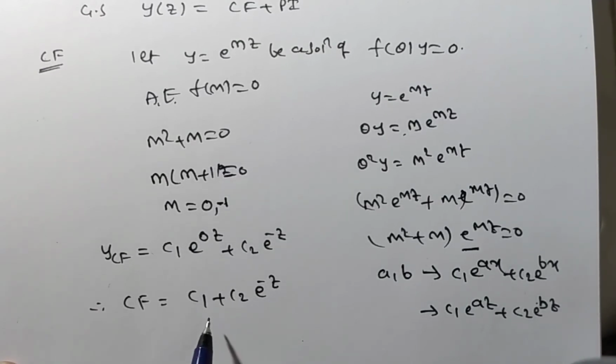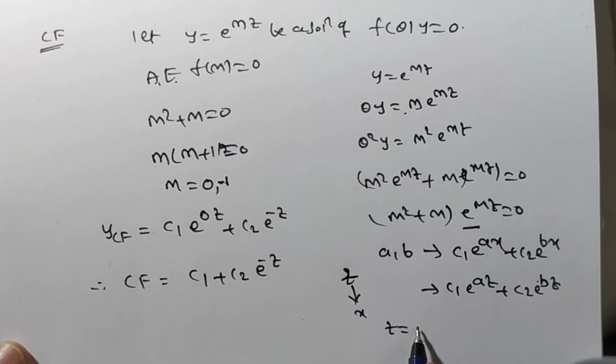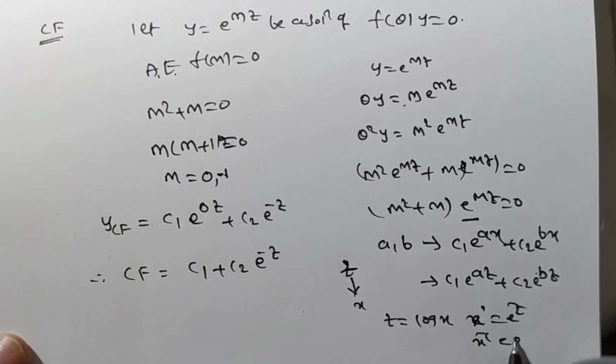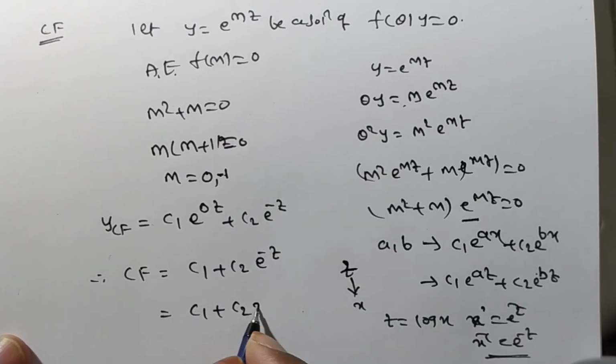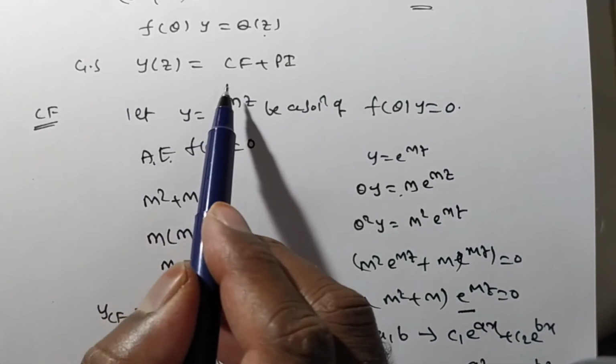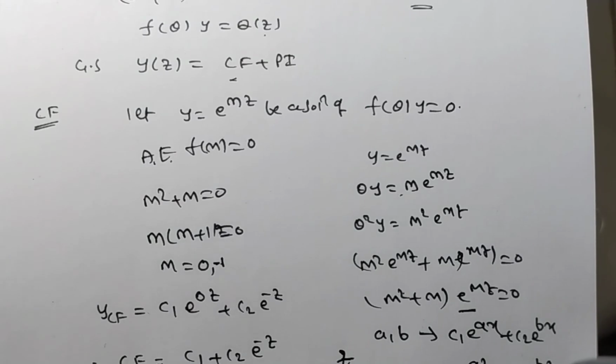But the complementary function is in terms of z, so we have to convert from the variable z to the variable x. What do we have to replace for this? We have to replace x is equal to e to the power of z, that is, z is equal to log x. If e to the power of z is x, then e to the power of minus z is nothing but x inverse. So this is c1 plus c2 into x inverse. That's it, this is the complementary function. In this problem we have done the complementary function. Now what we have to do? We need to find the particular integral.